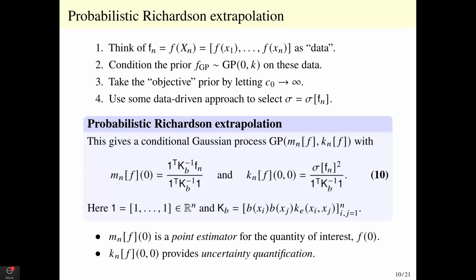So after we take this kind of a model, we can apply this general GP methodology to our extrapolation problem. We have the values of the outputs of the numerical method at different discretizations as our data. We condition our GP prior with this particular form of kernel on this data. And third, we take this objective prior after conditioning, so we let this constant C0 go to infinity.